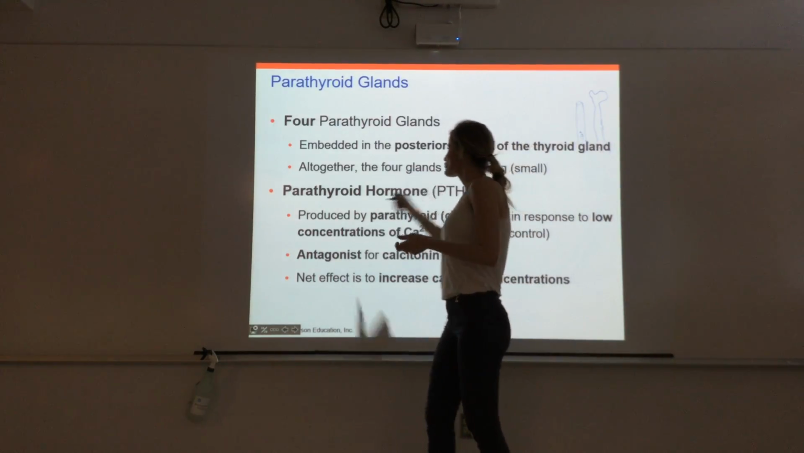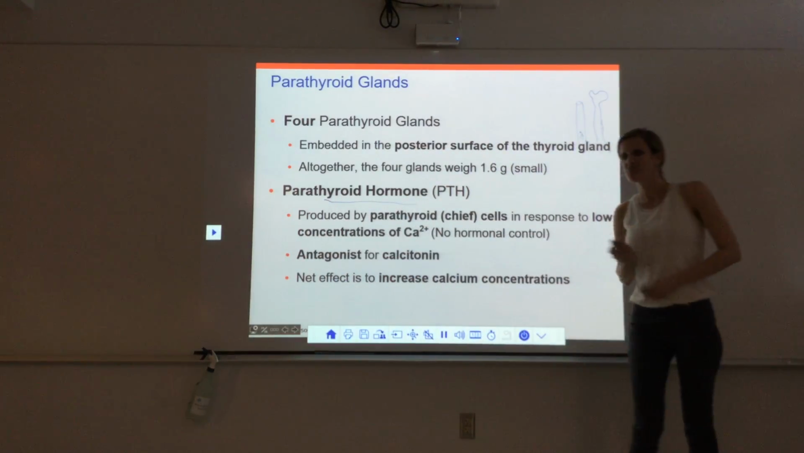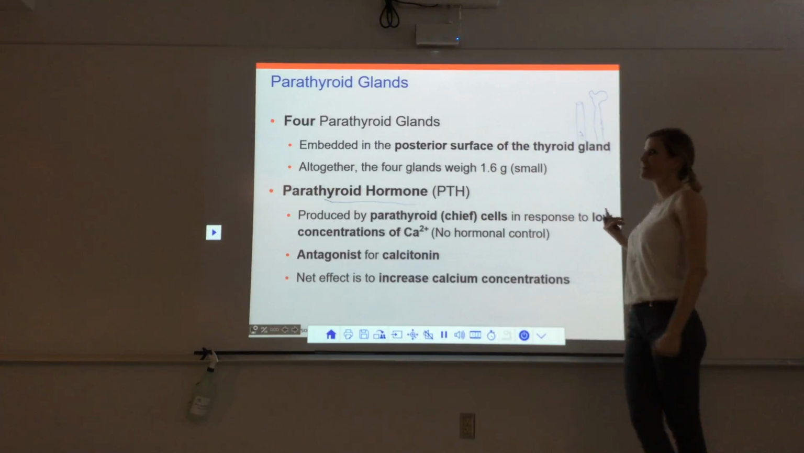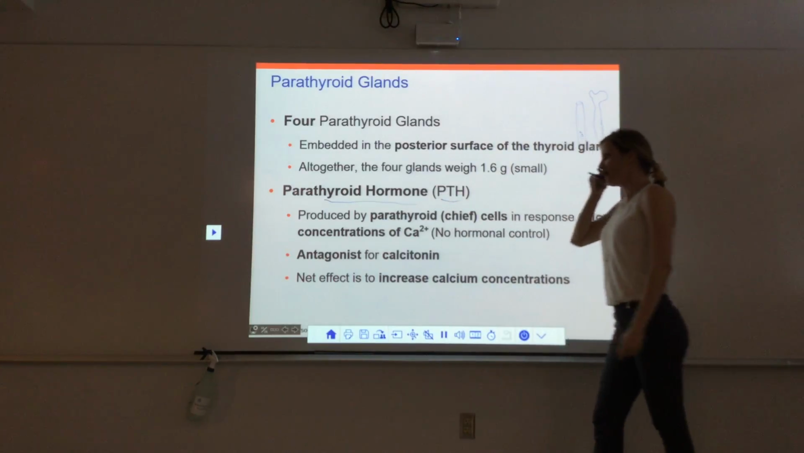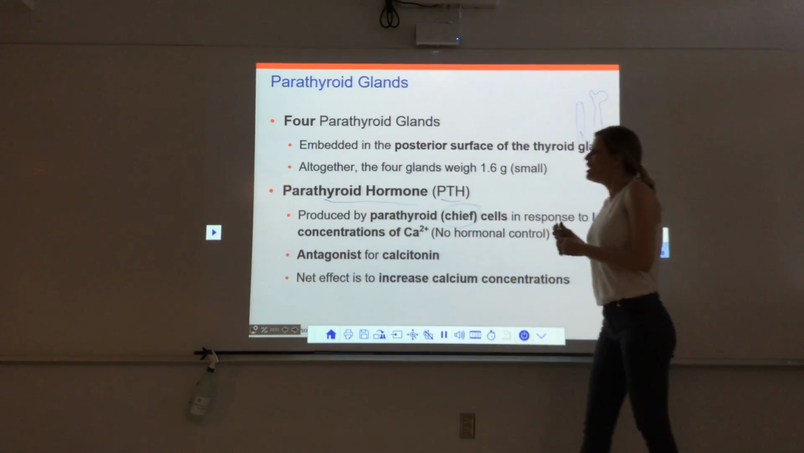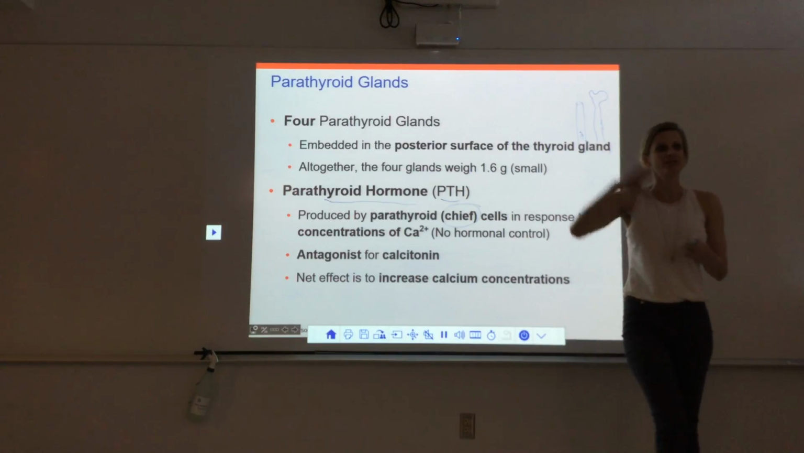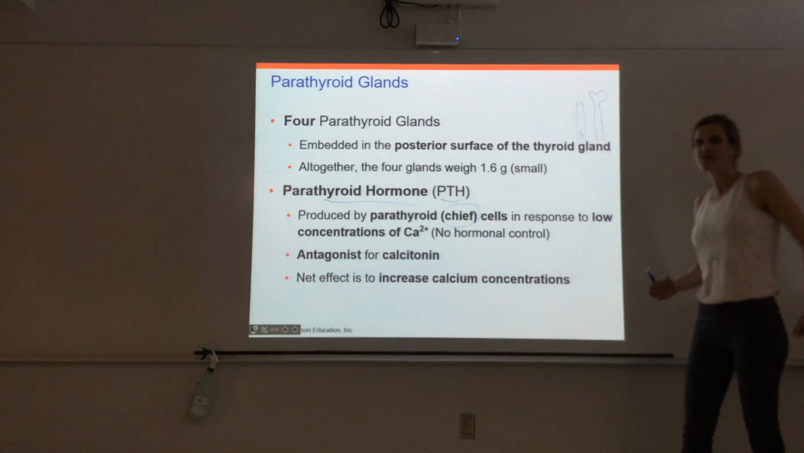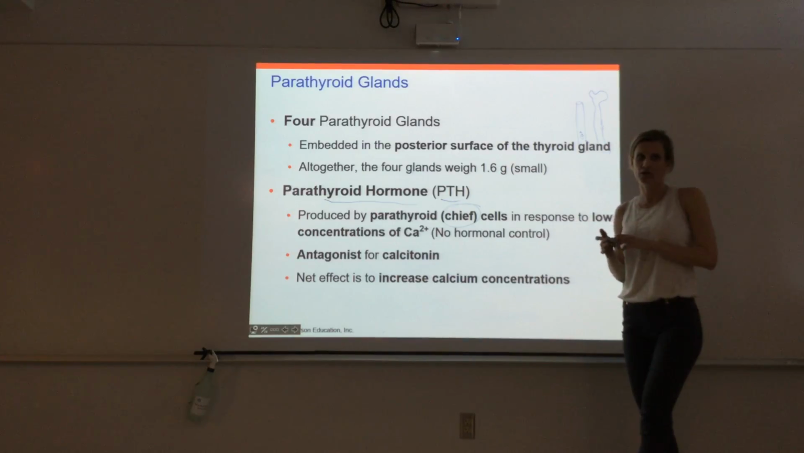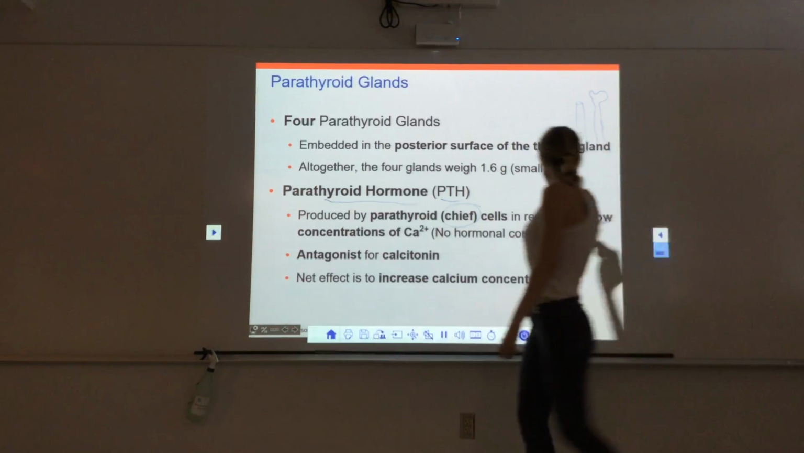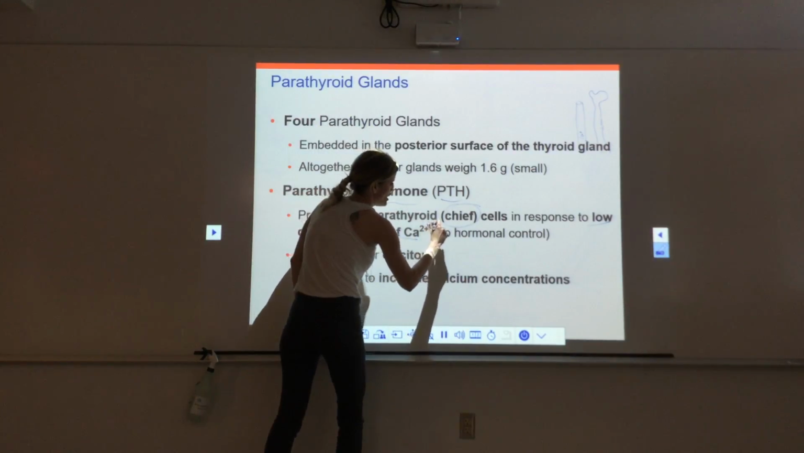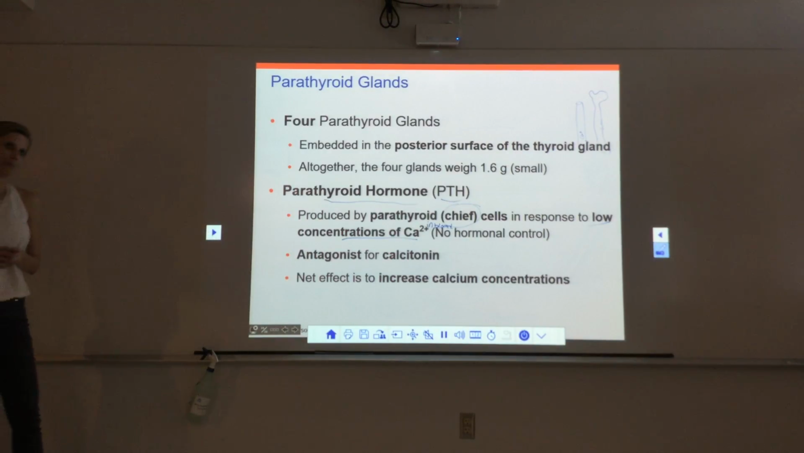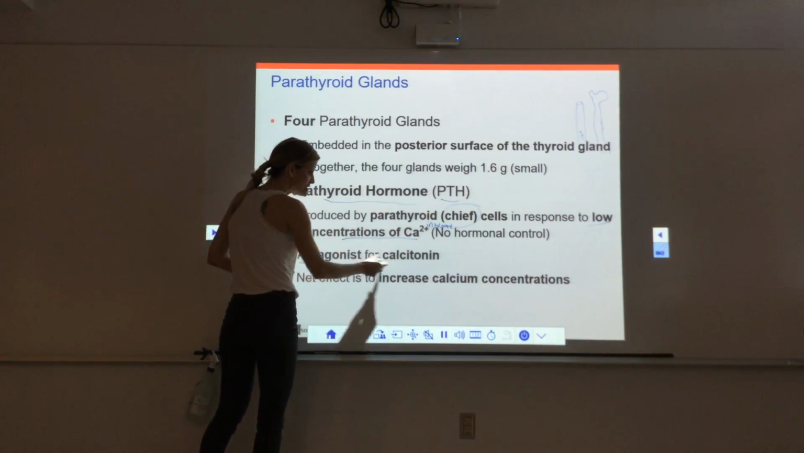The parathyroid glands release parathyroid hormone. Don't mess that one up on the test. Sometimes people think I'm trying to trick you or something. I'm not. The parathyroid glands release parathyroid hormone, or we call it PTH. This is produced by chief cells, and we release PTH in response to a decrease in calcium in the blood. So it's the opposite of calcitonin, right? When we have a ton of calcium, we release calcitonin. When we have low calcium concentrations in the blood, we release parathyroid hormone from the parathyroid gland. So we say that this is an antagonist for calcitonin.